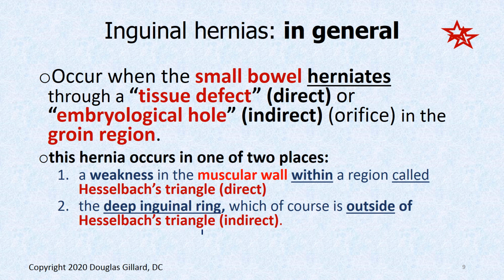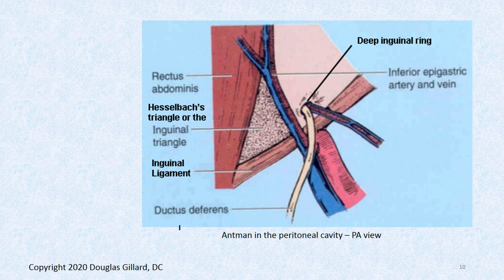These inguinal hernias occur in one of two places. You need to know this. So in a fairly muscular region called the inguinal triangle or Hesselbach's triangle, that's a direct inguinal hernia. And then there is a hernia that occurs through the deep inguinal ring, and that would be an indirect inguinal hernia. It's outside of Hesselbach's triangle, and we'll get into that.